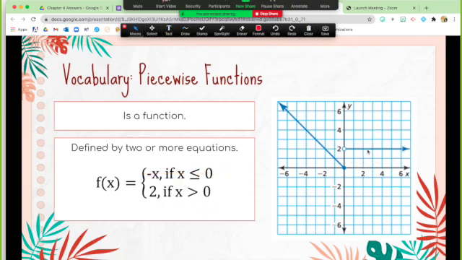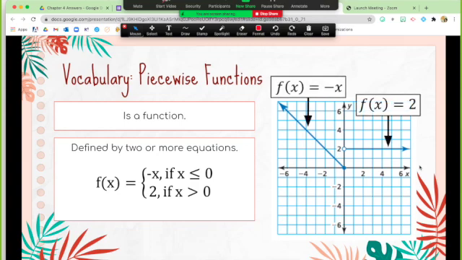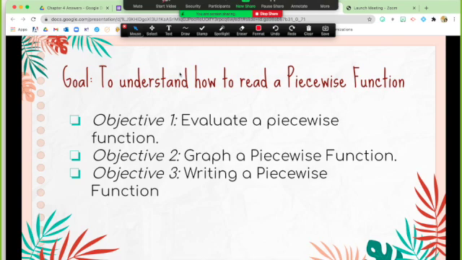So let me go to the next slide first. Today we're going to be understanding how to read a piecewise function. The first objective is to learn how to evaluate a piecewise function. Then the second part is going to be graphing a piecewise function. So we're going to graph it and see what the image should look like. And then after that, the last objective is to write a piecewise function.